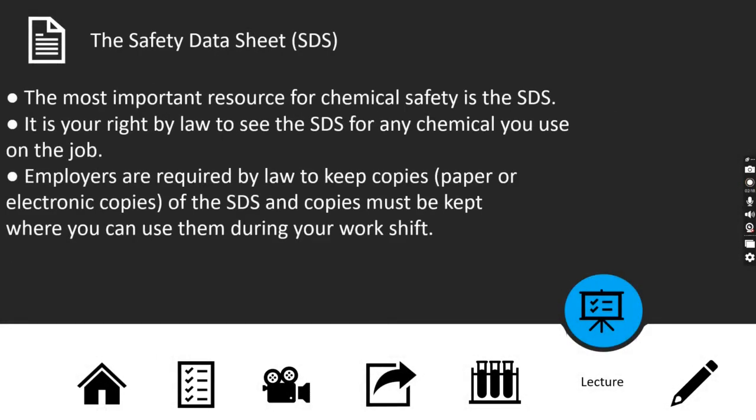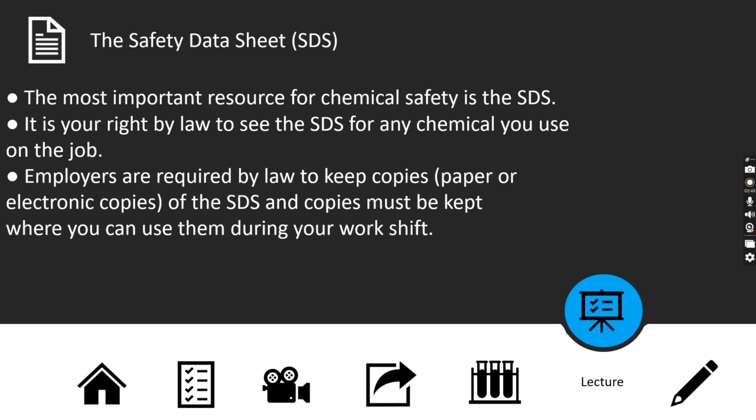Safety data sheets. Safety data sheets have 16 sections. They are the most important resource for your chemical safety. It is your right by law to see SDS sheets. Technically, there can be electronic copies, but if your electronic system goes down and you still have to come to work and do your work and you don't have paper copies, that's illegal. Whenever I'm running a lab, or I'm in charge of a lab, that's why I prefer paper copies and I prefer to update them.